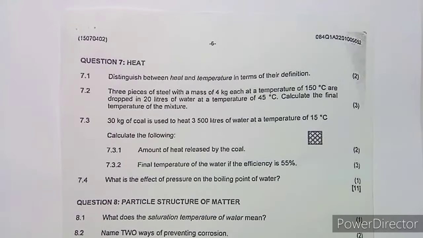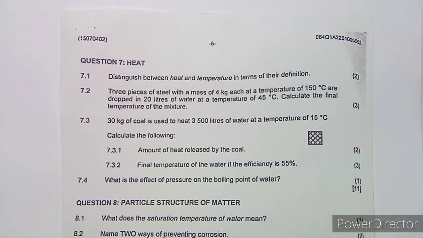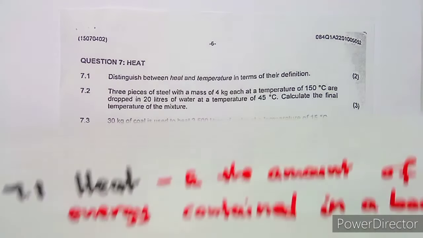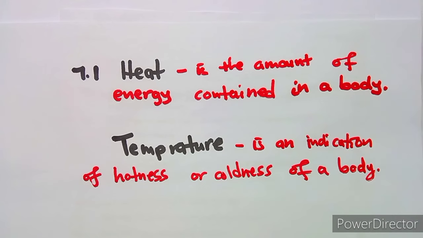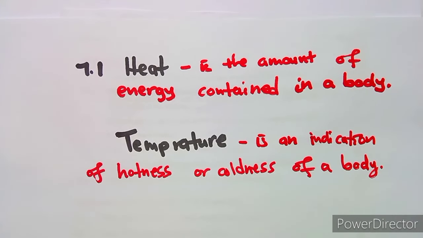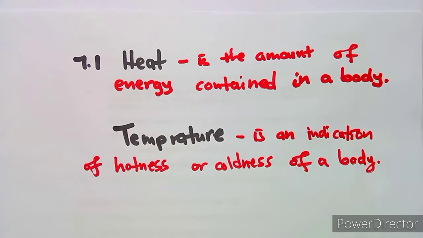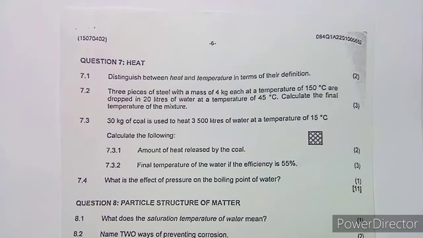Let's see what we had on the other part. On question 7, where we're asked to distinguish between heat and temperature in terms of their definition. So actually heat, we have it as the amount of energy which is contained in the body, but the temperature now is just an indication of how hot or cold the body is. So this is just, I think, a clear presentation that you're having.